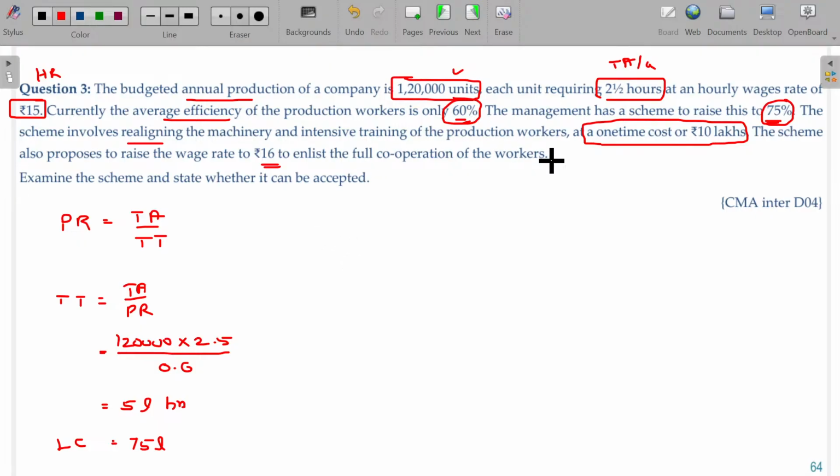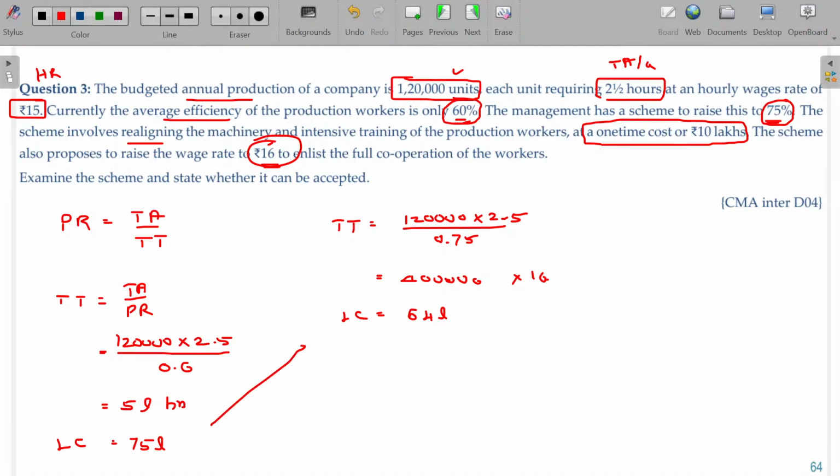Now, by improving these small changes, what about the time taken? 1,20,000 into 2.5 hours required, but the performance rating earlier 60, now it is increased to 75%, so divided by 75%, 0.75. Then time taken in this case being 4 lakhs. And what about the labor cost? Labor cost in this case is you have to multiply with 16. The revised value being 16, so if you multiply this with 16, 64 lakhs.